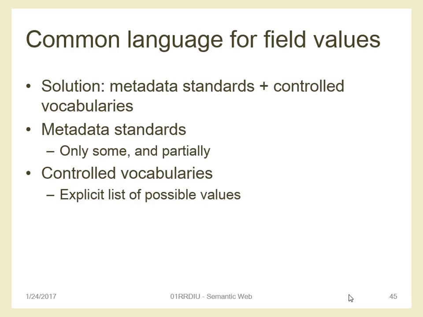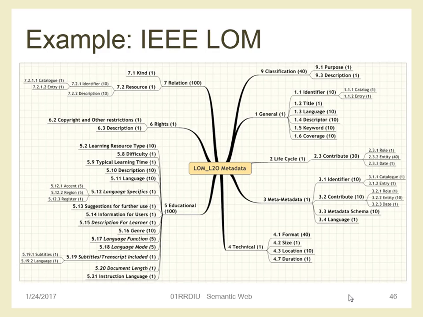So what can you do? The solution is to use, partially, the suggestions that most metadata standards already have on how to write the values, but also to use controlled vocabularies, a better way of representing subject-based knowledge. Just an example, this is another metadata standard called LOM, Learning Object Metadata, which is used for educational resources, in which you say, for example, in which format the resource is, the privacy rights, the educational level, and so on.